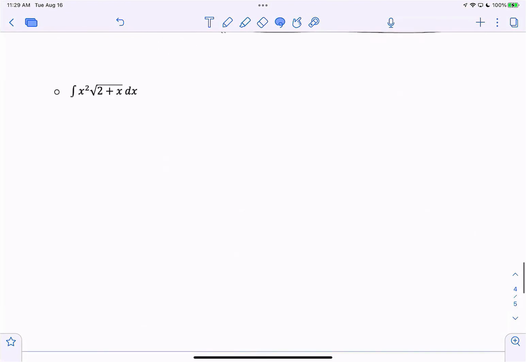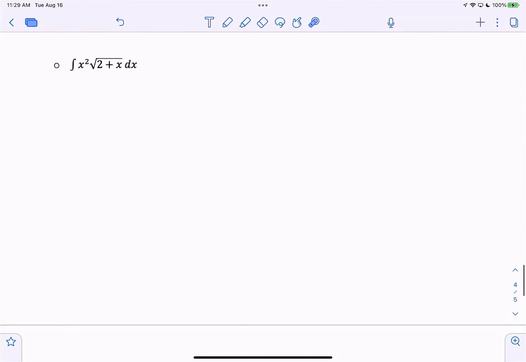And now I'm going to give you a chance to practice that on your own. We have here the integral of x squared times the square root of 2 plus x dx. See what you can do with it. Try to finish it. Come back when you're done.